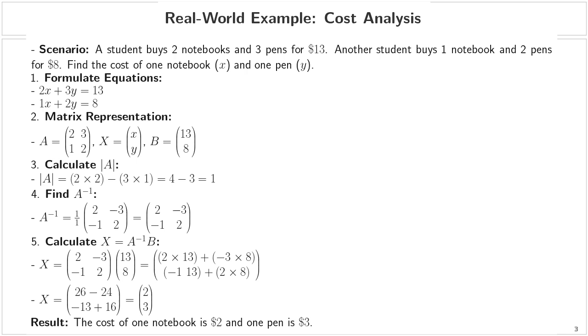Now that we have covered the theoretical shortcut for 2x2 matrices in the previous slide, let's put that theory into practice with a real-world scenario. This method is much more efficient than substitution when dealing with larger systems, which we will explore in the next slide when we move into 3-variable equations.